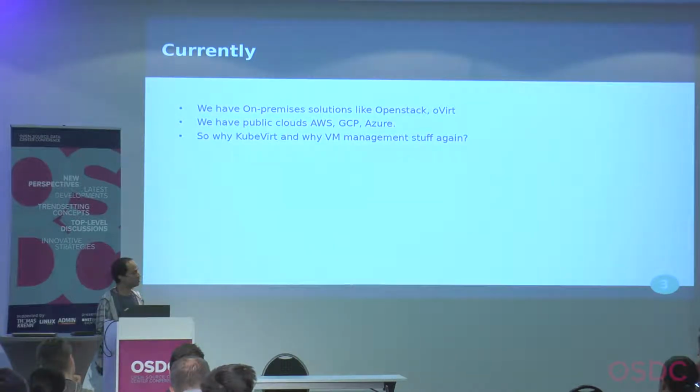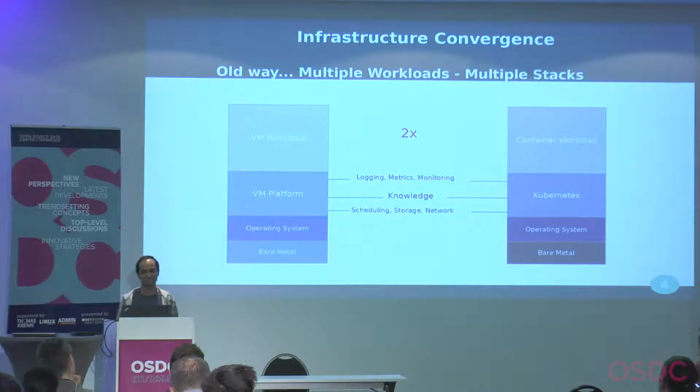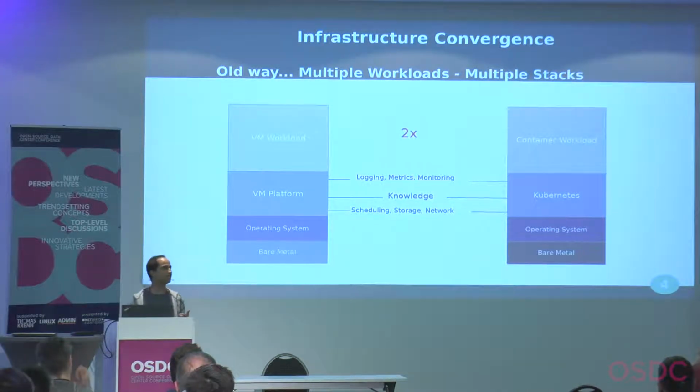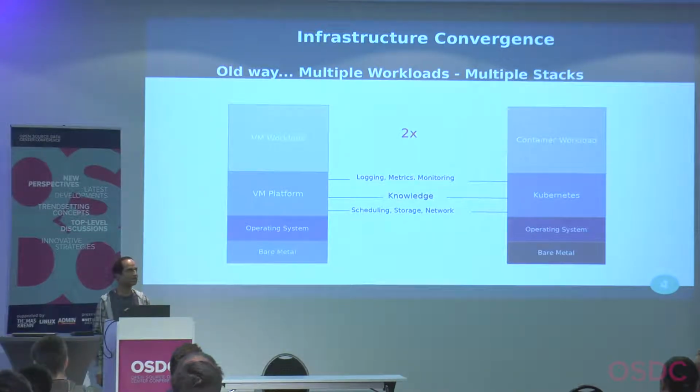And so multiple workloads would need multiple stacks. So as you can see here, the VM workload would need VM stack, and the container workload would need container stack. But this would lead to duplication of efforts in trying to manage, operate, and thus increase the costs, as each stack would have its own set of cluster hosts, storage, and network setups.